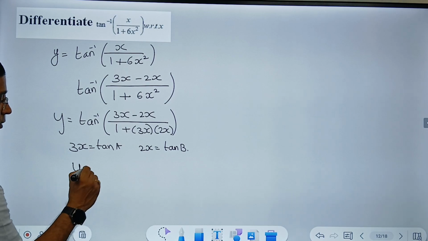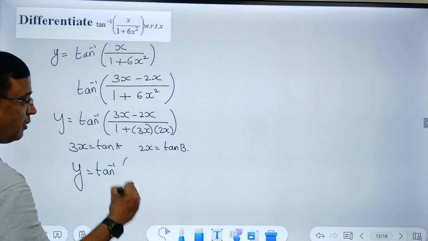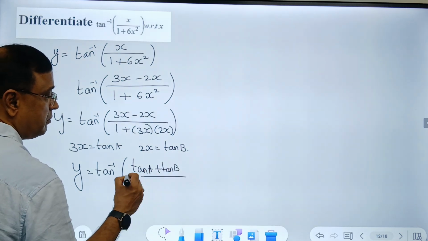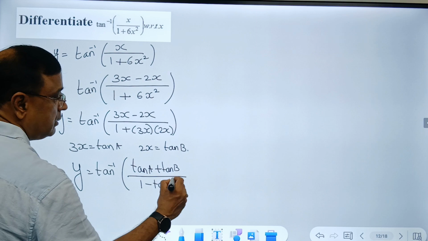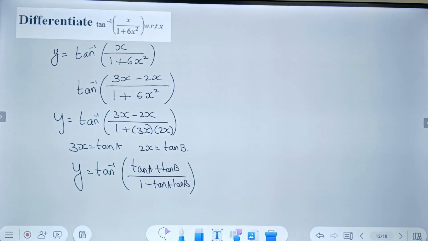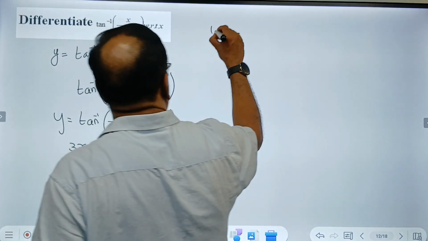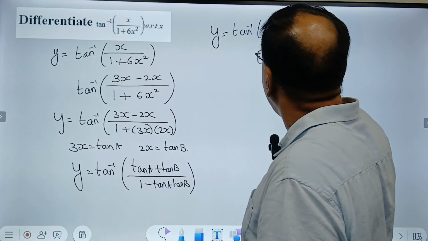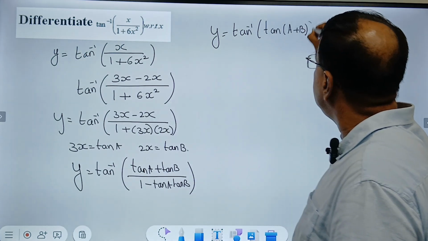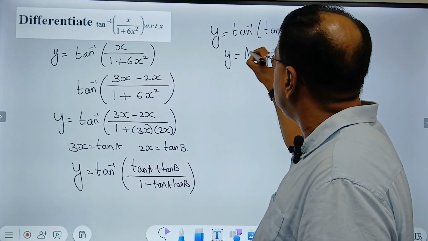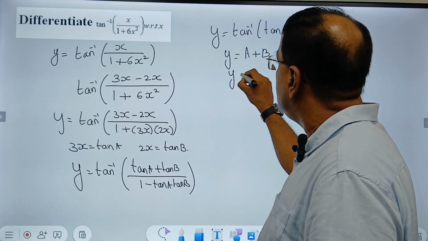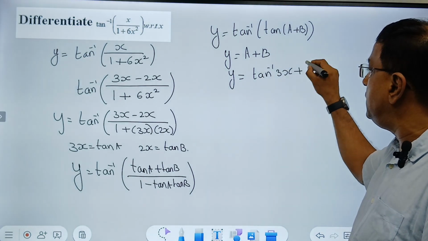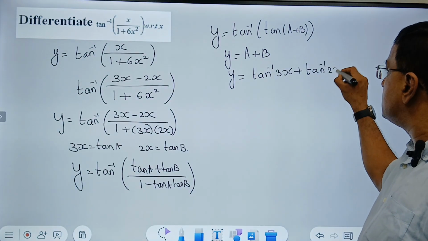So you get y equal to tan inverse of (tan A plus tan B) divided by (1 minus tan A tan B). Now what is tan A plus tan B by 1 minus tan A tan B? It is tan of A plus B. So what is tan inverse of tan of A plus B? It's A plus B. What is A? Tan inverse of 3x, and what is B? Tan inverse of 2x. Done.